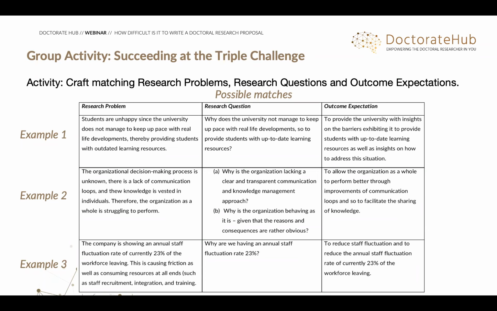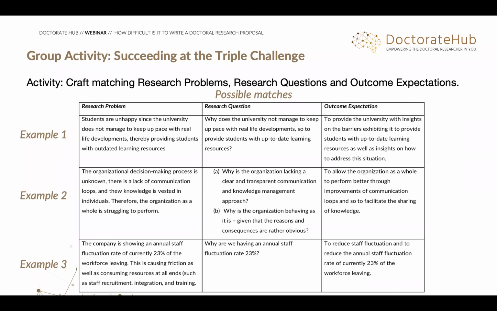Did you want me to cover example three as well? Yeah, please. Okay. So for example three, the company is showing an annual staff fluctuation rate of currently 23% of the workforce leaving, which is very high. This is causing friction as well as consuming resources at all ends, such as staff recruitment, integration and training.